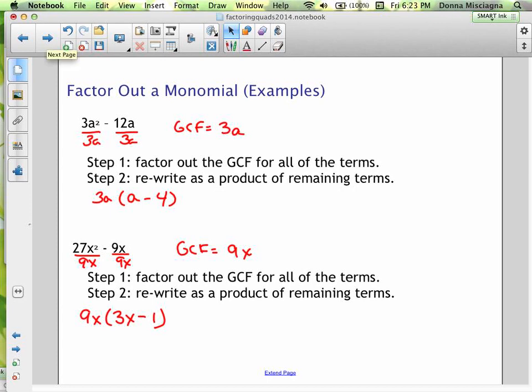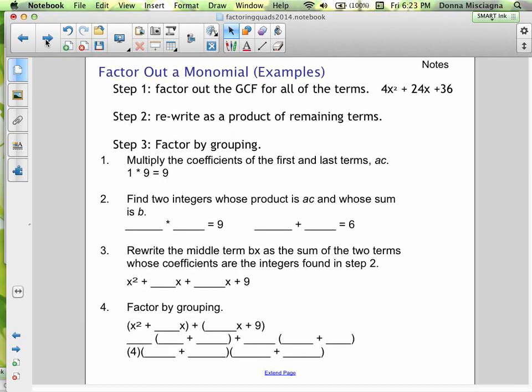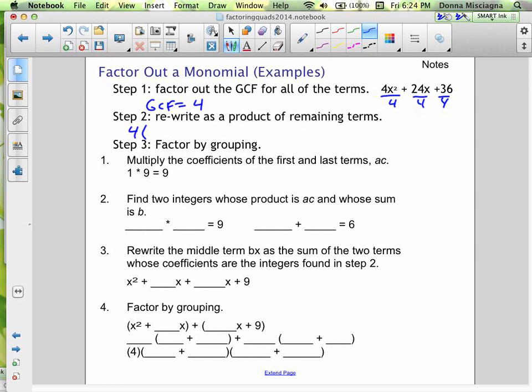All right, so now we're going to look at some more where we have to factor out a common monomial, and then we're going to factor a quadratic expression. This one's in your notes. We want to factor out the greatest common factor. All three of those terms are divisible by 4. So we're going to rewrite as a product of the remaining terms. So 4 is one factor, and then we're going to divide all three terms by 4. 4x squared divided by 4 would give us x squared. 24x divided by 4 would give us 6x. 36 divided by 4 would give us 9.